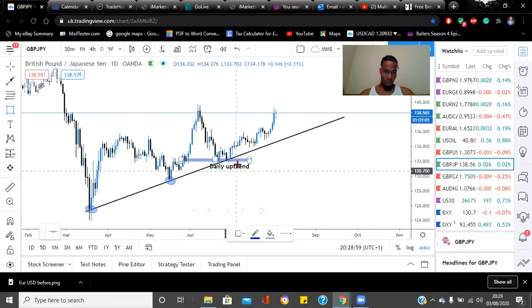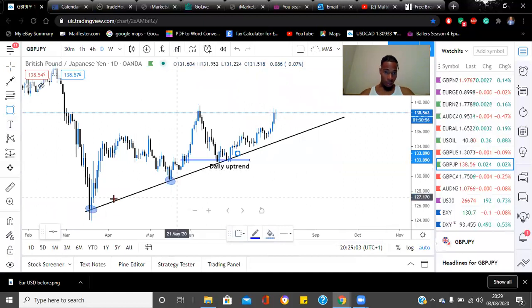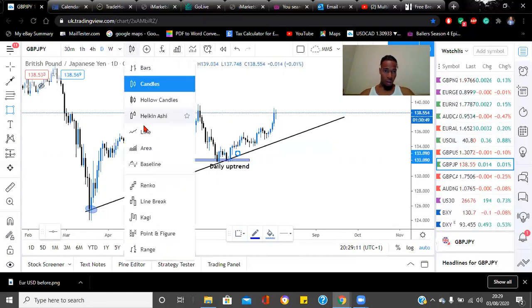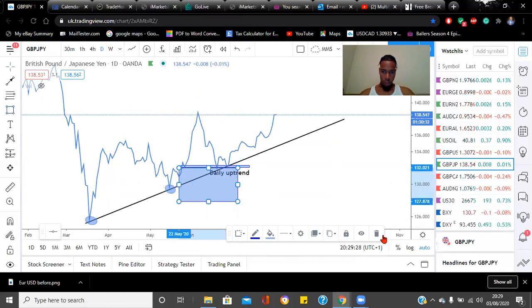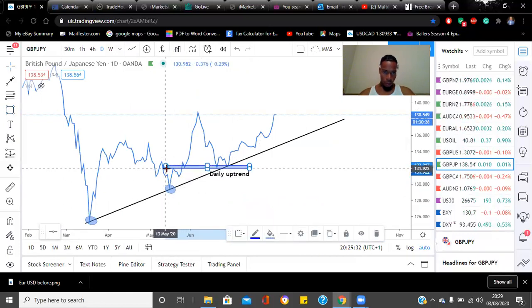A good way to do this is do a box, highlight the area. So let's say you wanted to get into this. So 1, 2, 3. Let's see if that was actually an area though. Support. Resistance was up here. But yeah, there was resistance there as well. So yeah, always do your support and resistance as a zone, because it's more of a zone than a line.